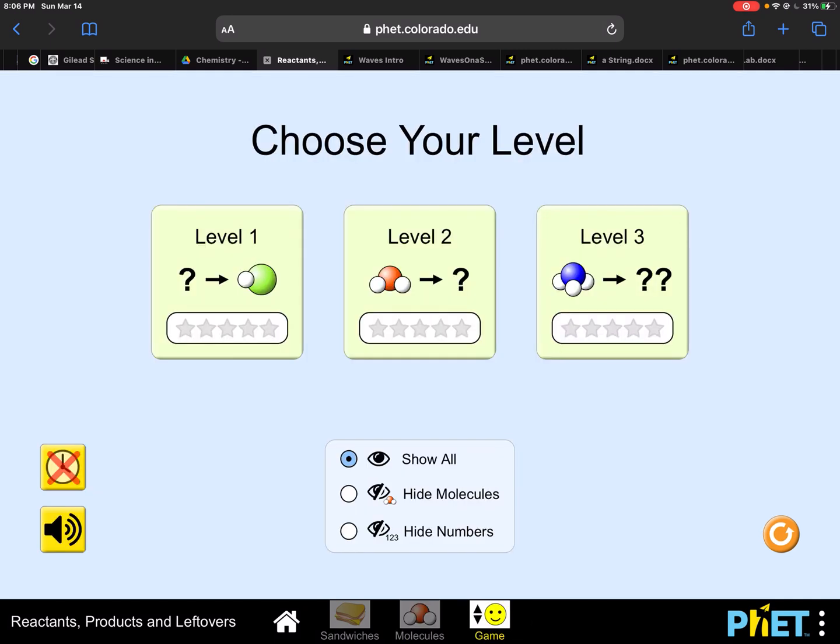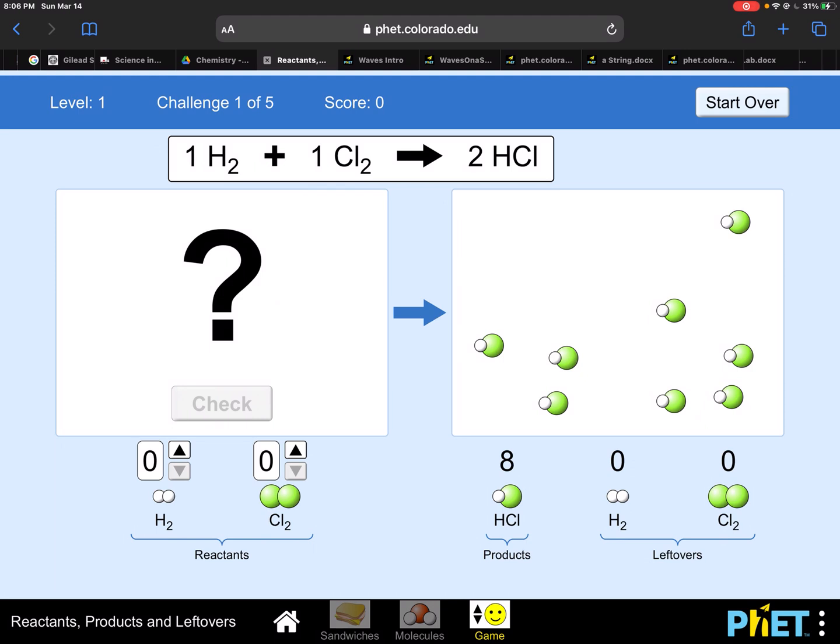After you get through, go to the games. You're going to go to level 1 and play the game, following the directions for it. You're trying to figure out how much of the reactants you need to produce those products. You can always count the atoms on the right. Remember, the atoms before the reaction and after the reaction have to equal one another, so you can count those up and figure out how much of each thing you need. That's one way of doing it.